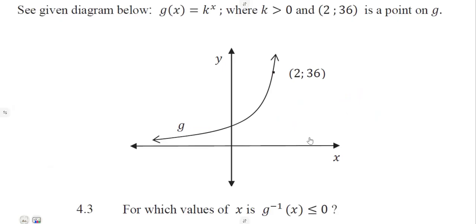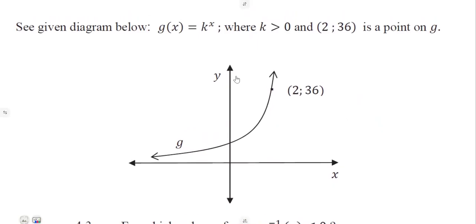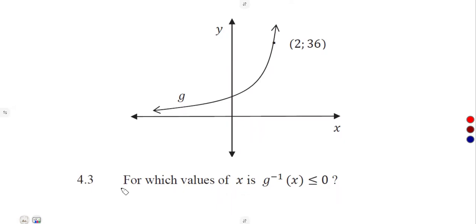We were given here, see the given diagram below, g of x is equal to k to the exponent of x. There you were also given the point (2, 36) as a point on g. I'm worried about this question: for which values of x is the inverse of g less than or equal to 0?